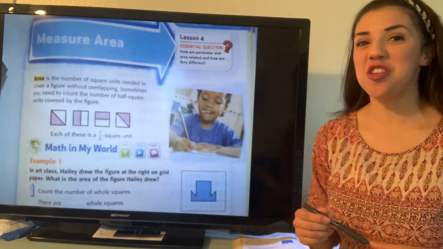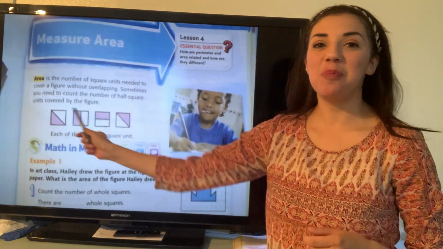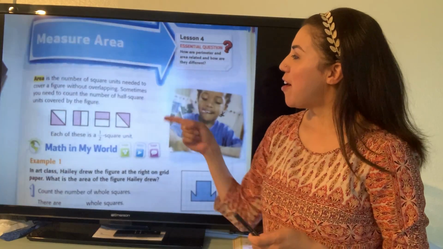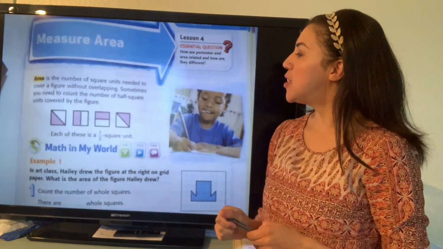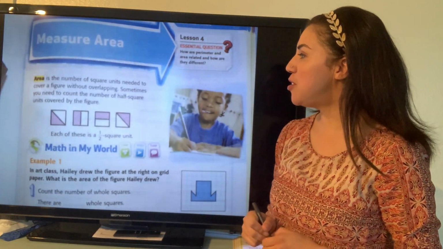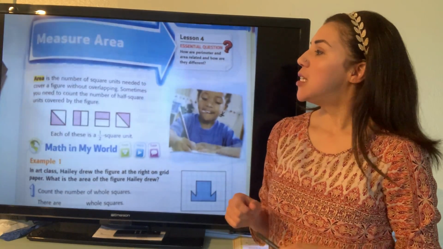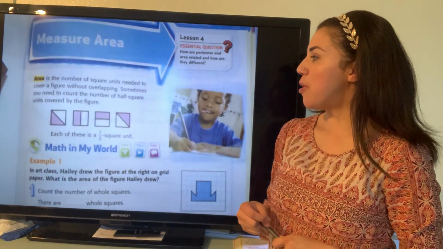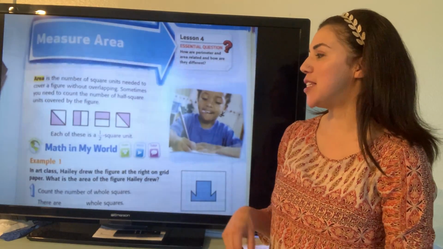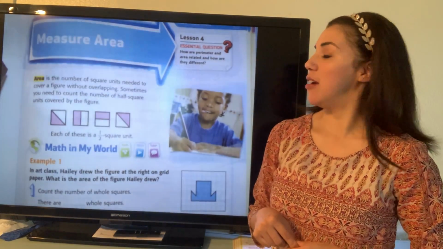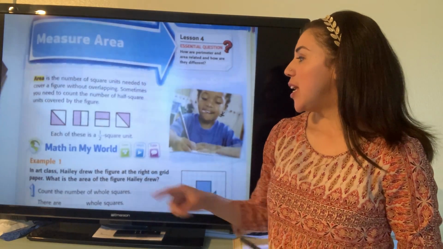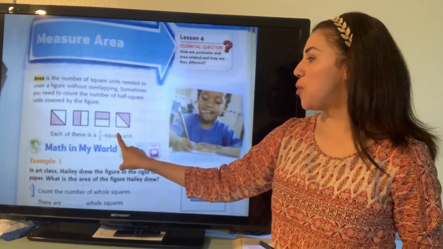Okay, so here we go. Measure area. Go ahead and read this part with me. So area is the number of square units needed to cover a figure without overlapping. Sometimes you need to count the number of half square units covered by the figure. Okay, so each of these is a half square unit.